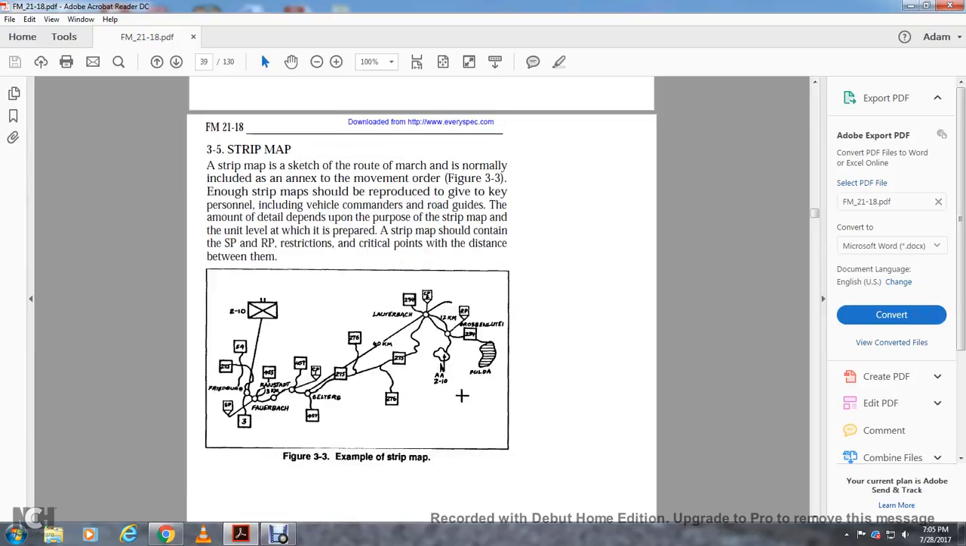3.5, the strip map. The strip map, a section of the route of march, is normally included in the annex to the movement order, as in figure 3.3. Enough strip maps must be reproduced to give the key personnel, including the vehicle commanders and guides, the roads. The amount of detail depends upon the purpose of the strip map and the unit level at which it was prepared. The strip map contains the start point and release point, restrictions, critical points, and the distance between them.